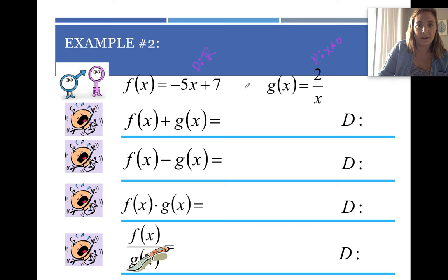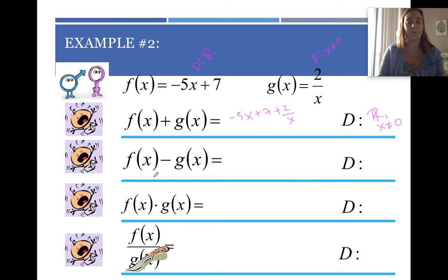Let's add them. Negative 5x plus 7 plus 2 over x. Nothing I can do with that. The domain is just all real numbers, but x is not going to equal 0. That's going to carry through those properties. It might develop new ones, but those old ones are going to carry through. It's going to be like the intersection of the two. So let's see, negative 5x plus 7 minus 2 over x. All real numbers, but x does not equal 0.